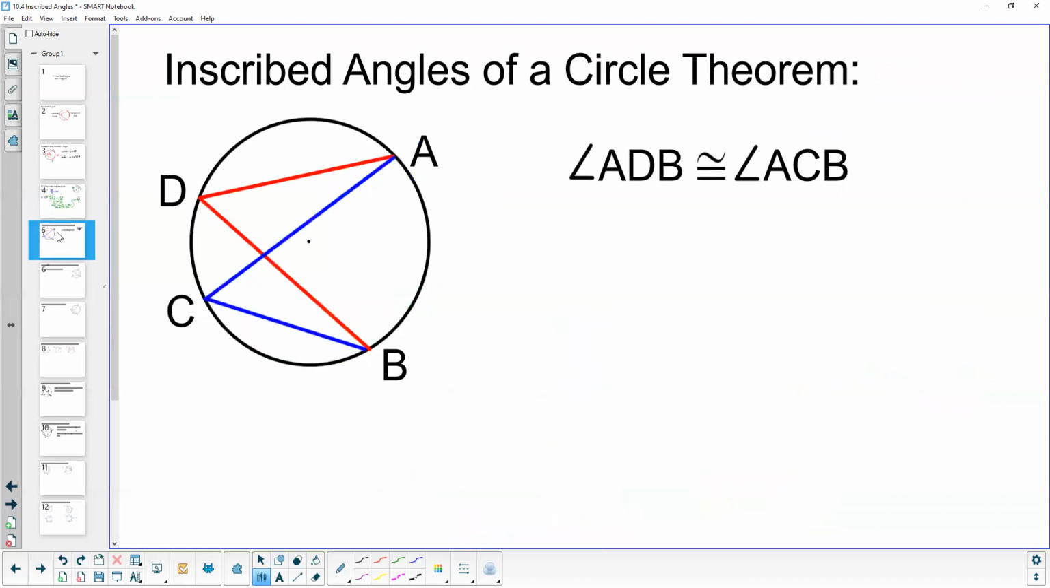Okay, so let's take a look at another theorem here. This theorem says that if we have two inscribed angles in a circle and they both have the same intersecting arc, then the two angles are congruent to one another. So notice how these both have the same intersecting arc of AB here. So it's still the same arc here, this AB arc.